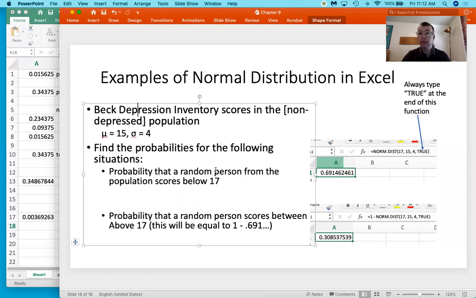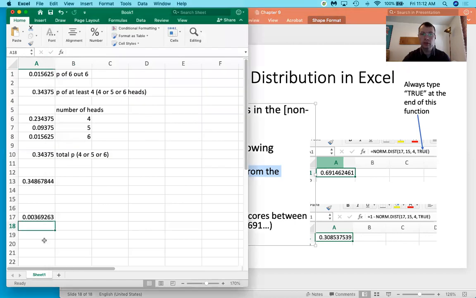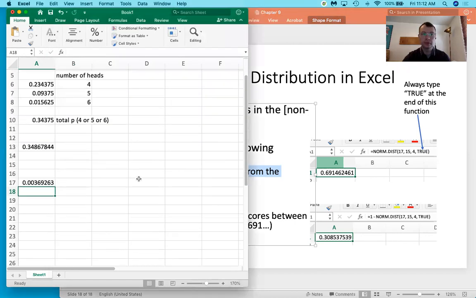So we're going to do 2 things right now, and this is all we're going to be concerned with for normal distributions. Let's first find the probability that if I randomly select someone from the population and I give them the Beck depression inventory, they'll score below 17, right? So this is akin to getting the percentile for a score of 17. So you see it over here, but let me explain what this function is all about.